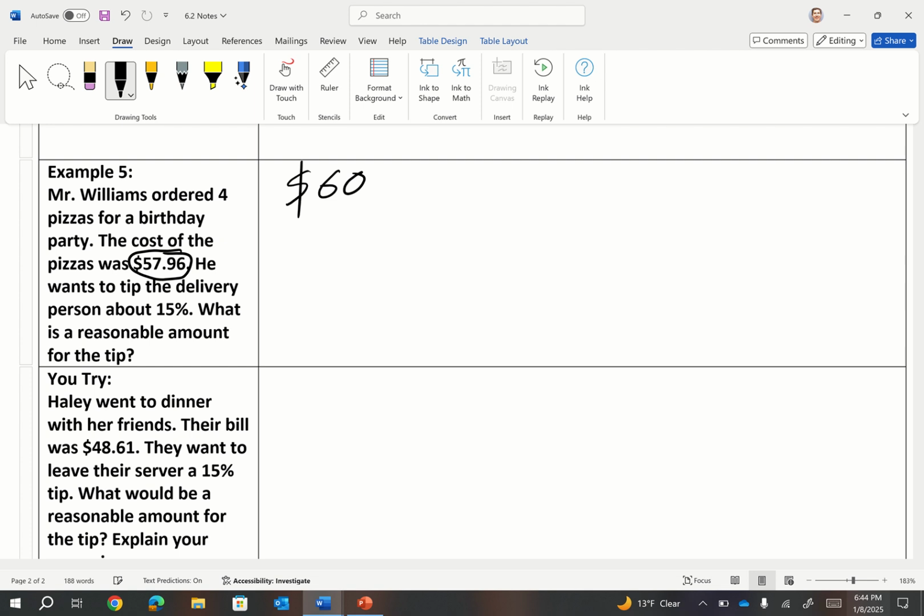Because I honestly do this. If I'm trying to figure out a tip or tax on something, I don't have a calculator with me, I'm probably not rounding that to $58. I'm just going to round it to 60, make it easy for myself. Okay, because I very easily know that 10% of 60 is 6. And then I need another 5%, so I'm going to cut 6 in half, and that's 3. So my 10% plus my 5% will give me 15%. A reasonable tip would be $9.